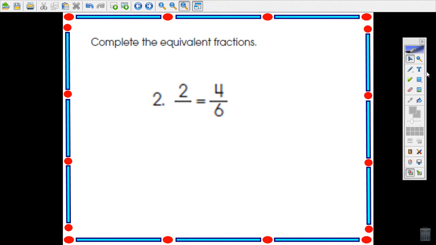Two fourths and 4/6. Whatever you do to the top, you do to the bottom. 2 times what equals 4? 2 times 2. So blank times 2 equals 6. Must be 3 times 2. So 2/3 is equal to 4/6.